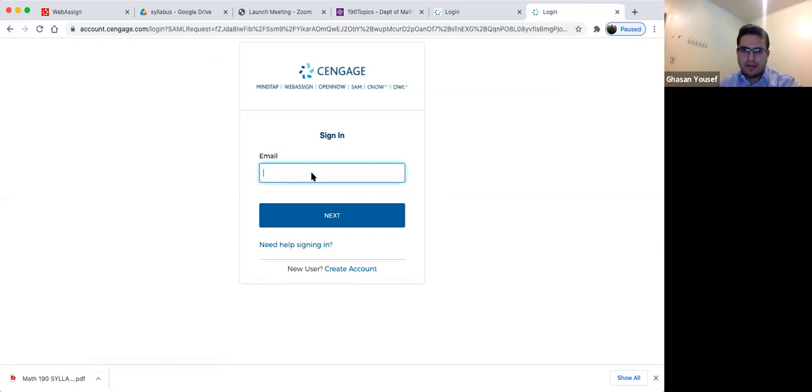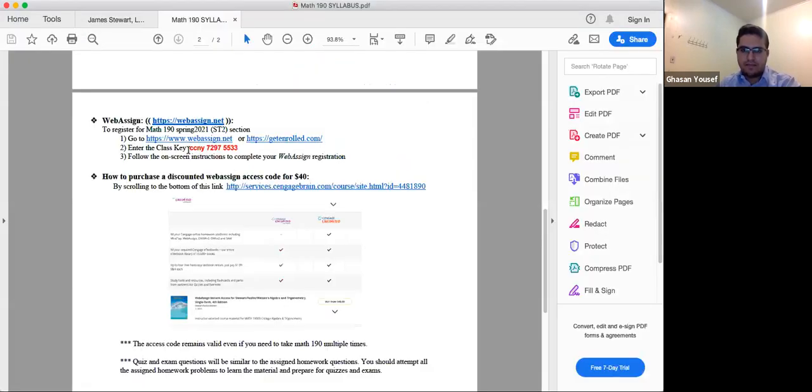Then they will give you a bar exactly like this, and they tell you what the class key is. You go over to the syllabus here. Here is the syllabus, and you put in this class key. And you will see my name and Math 190, Spring 2021 ST2 section. Any question? Okay.